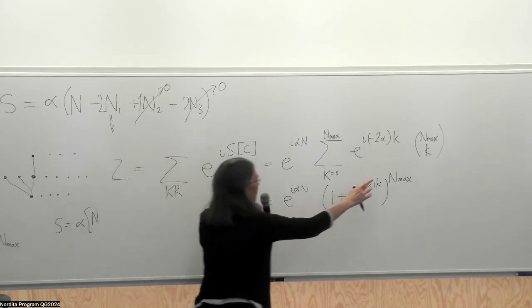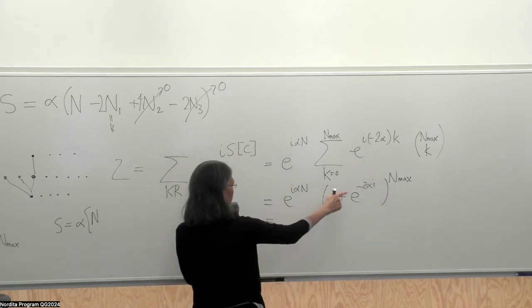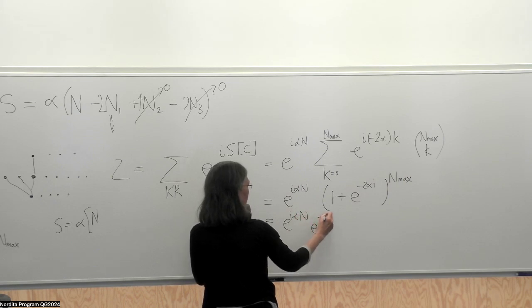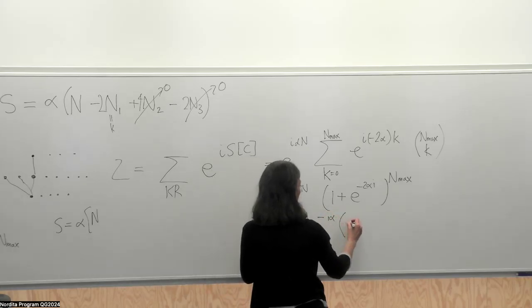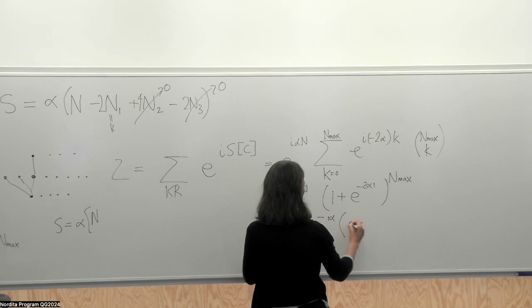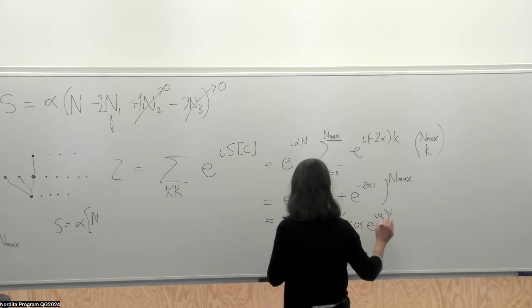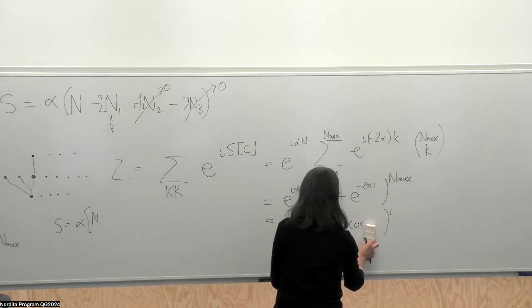Oh, sorry. Get rid of the k, right? So let's take out a factor of e to the I alpha n, e to the minus I alpha, and then you get twice cosine of e to the I alpha. Is that it? Yeah. Oh, sorry, that's a cosine. Yes, cosine of alpha. Yeah.